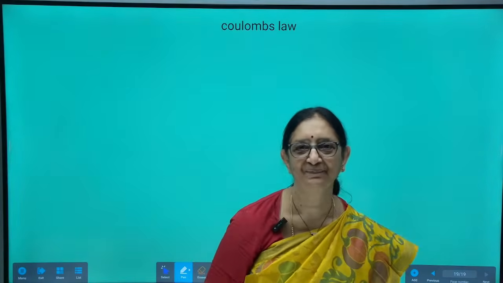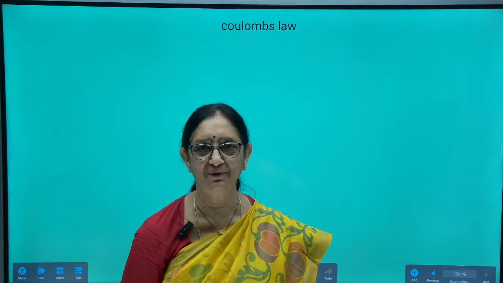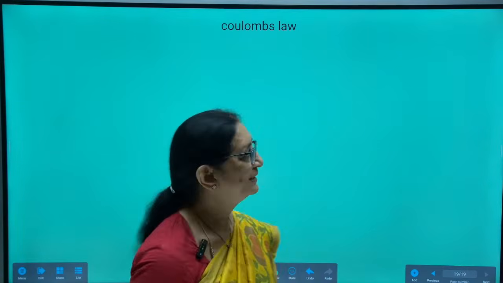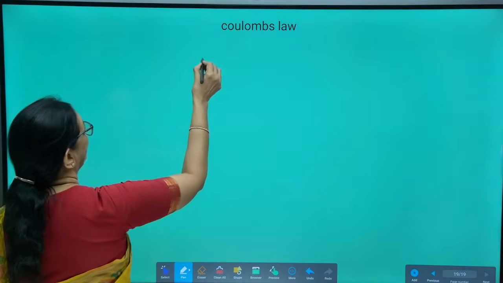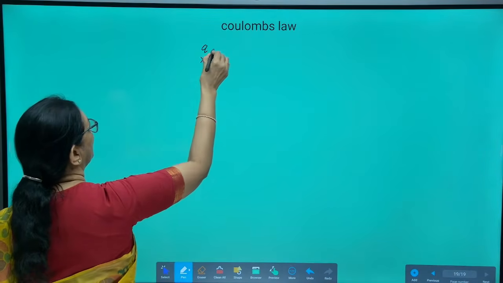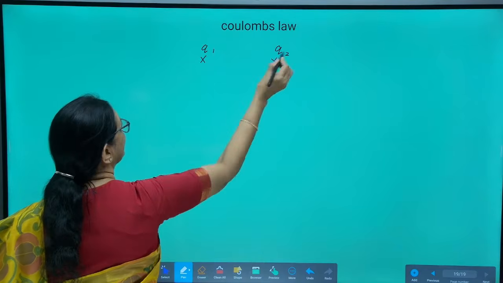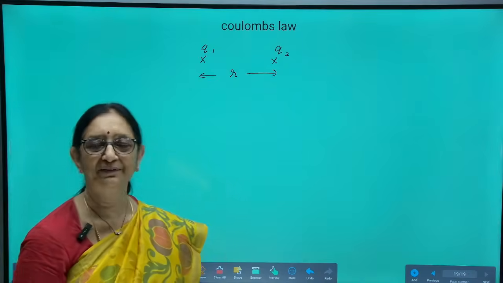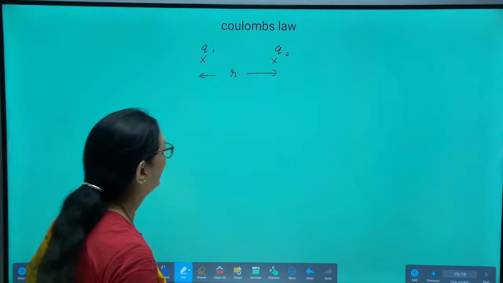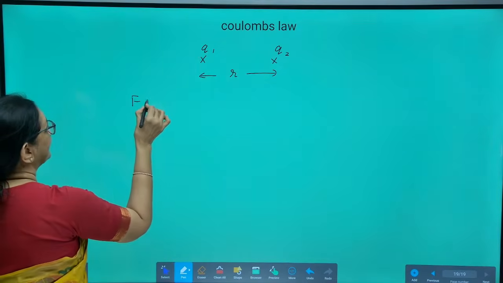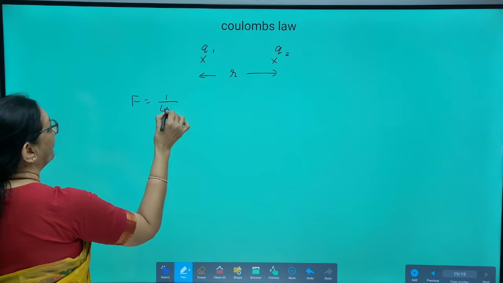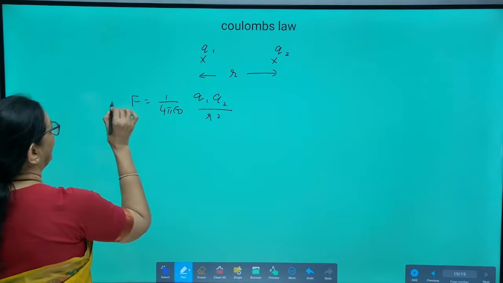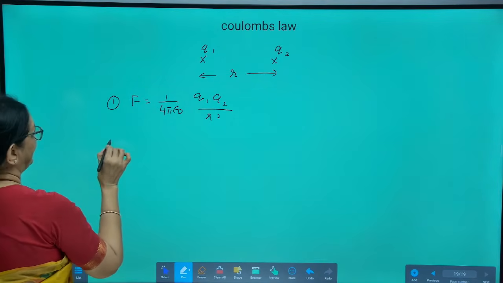Good morning. Today I am going to tell you one specific model based on Coulomb's law. Between two charges Q1 and Q2 separated by a distance r, the electrostatic force of attraction or repulsion is given by F is equal to 1 by 4 pi epsilon naught Q1 Q2 by r square. That is the first expression.